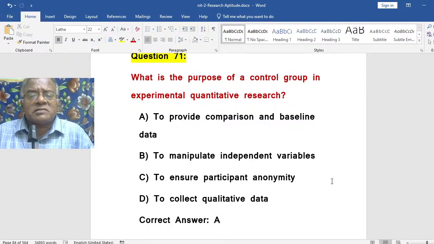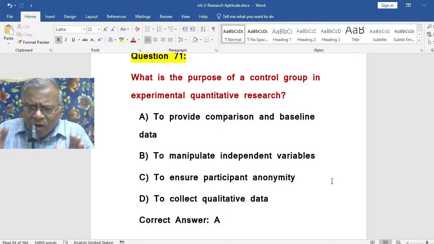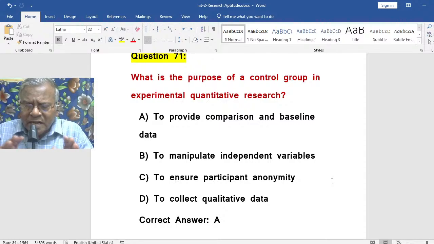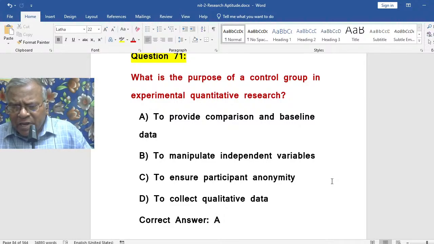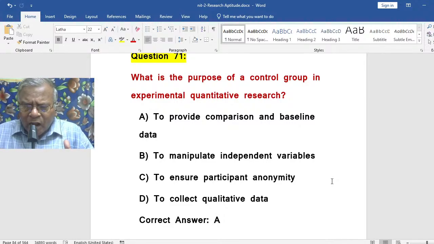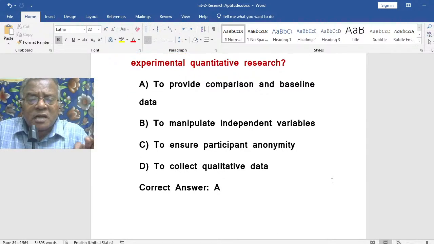So the control group is nothing but the group of students who are not given anything at all. Simply they are given some traditional teaching. So the control group, they are there in order to have comparison and baseline data. See, the traditional teaching will not be helpful. Media education will be helpful. In order to compare and for evidence, baseline data we want to get. For that reason, the control group is arranged. So the purpose of a control group is to provide comparison and baseline data.